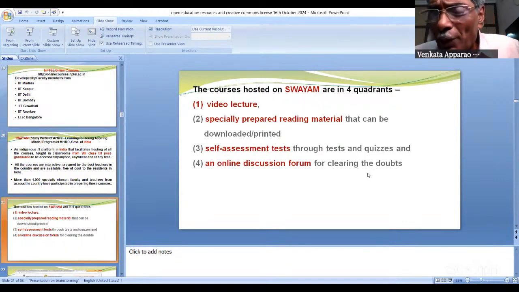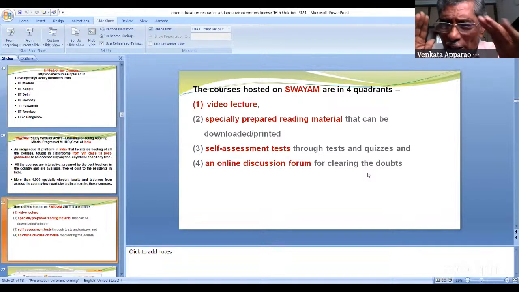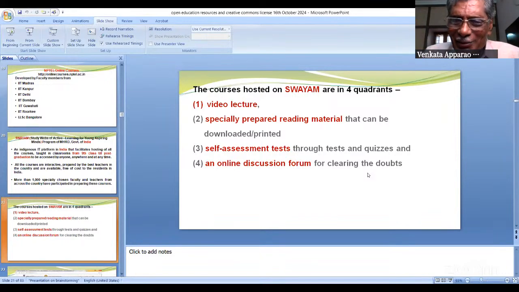But the important point is that the course must be available in the syllabus of the undergraduate program or postgraduate program of many universities in the country. That is important, right? That must be available in the curriculum of many universities in the country. That is how you have to select a very common course. The courses hosted in SWAYAM are in 4 quadrants, right?